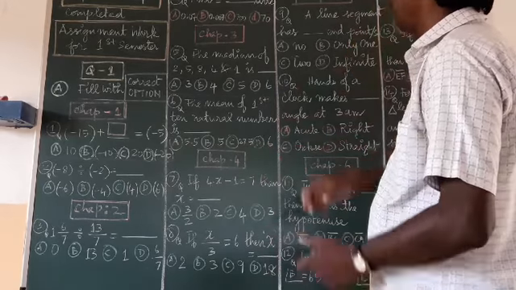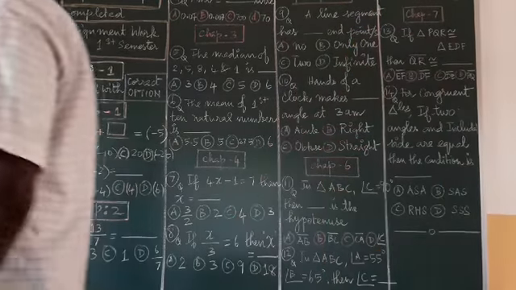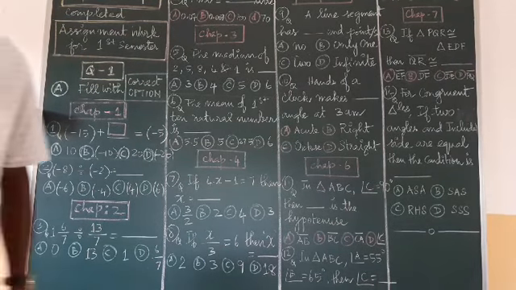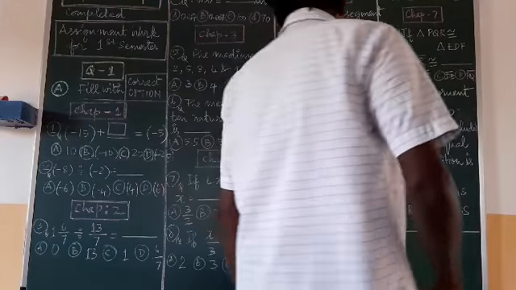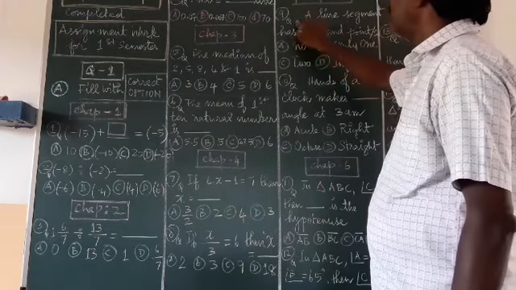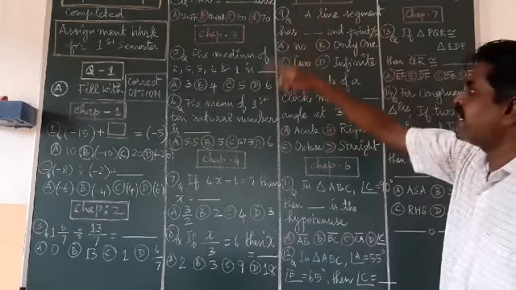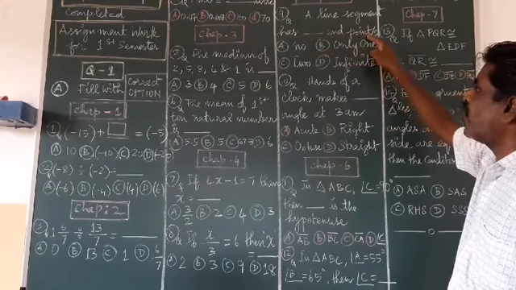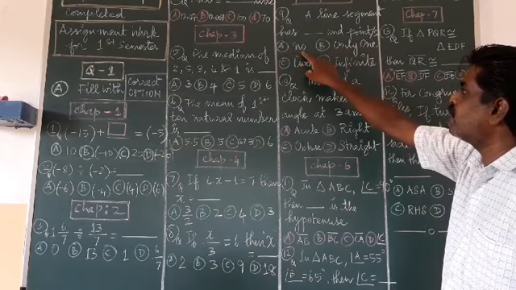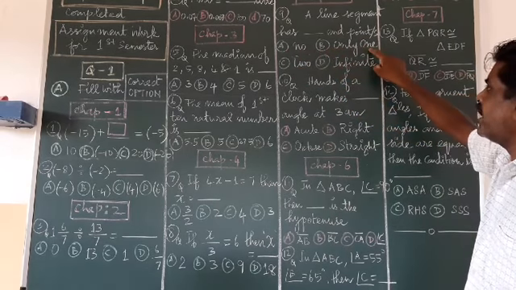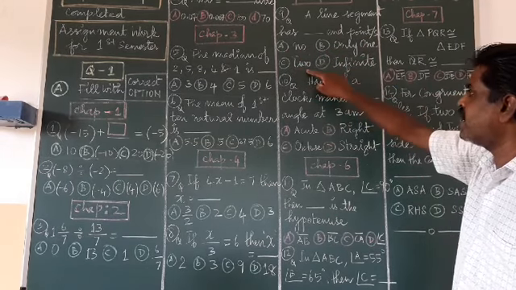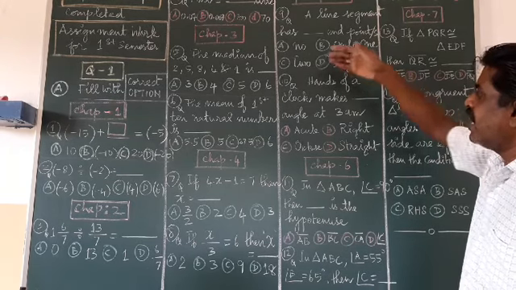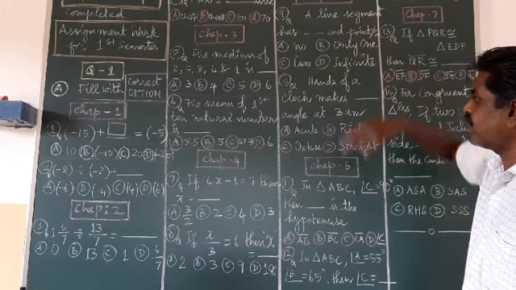Then the 5th chapter, what is that? Lines and angles. About lines and angles. The 9th question I have given, chapter number 5: a line segment has dash end points. A option, no end point. B option, only one end point. C option, two end points. D option, infinite end points. Okay. And the 10th question is in the same chapter 5.